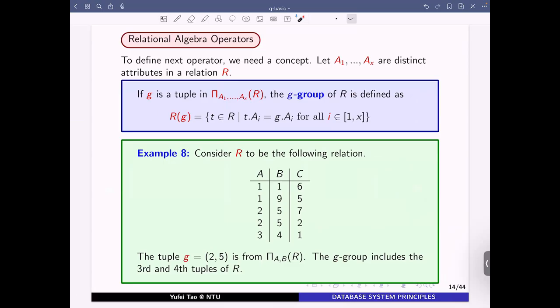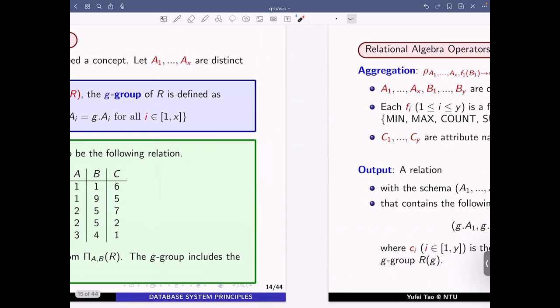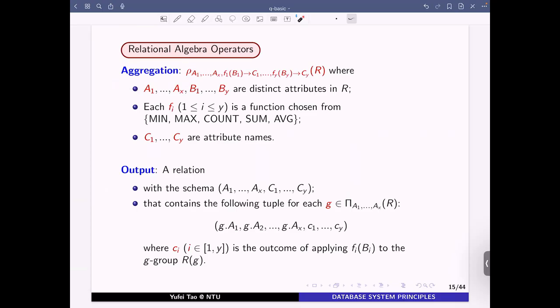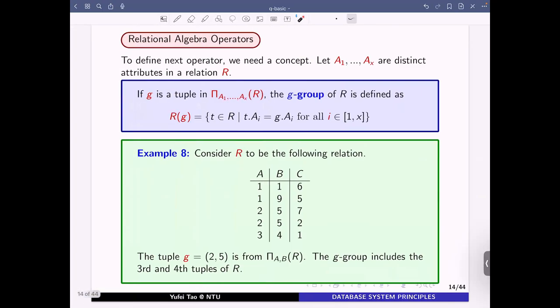Nice. We still have one more operator to go, the aggregation operator. However, before we can go there, we have to talk about a relevant concept, the concept of group. If you still remember the group by in SQL statements, there is a lot of relevance between the two. Let's first look at an example before we go into the definition.